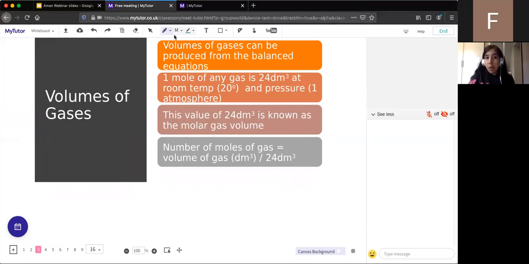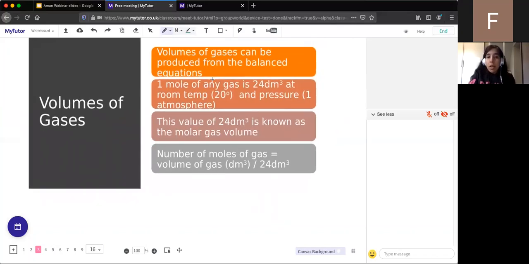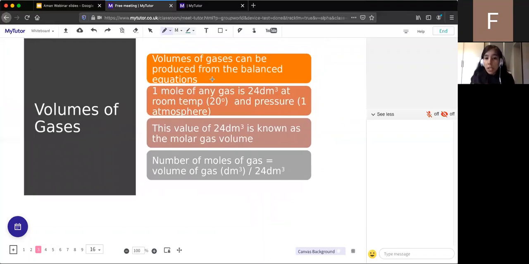It's the atomic mass. Okay, so volumes of gases, it's a higher tier topic, and there are a couple of things you need to know to be able to implement this formula. So the volumes of gases can be produced from the balanced equations, which is exactly like concentrations and all the equations we've looked at over the past couple of weeks. All of the equations pretty much rely on balanced equations. 1 mole of any gas is 24 decimeters cubed. And what that means is that a lot of scientists looked at, well, what is the volume of 1 mole?